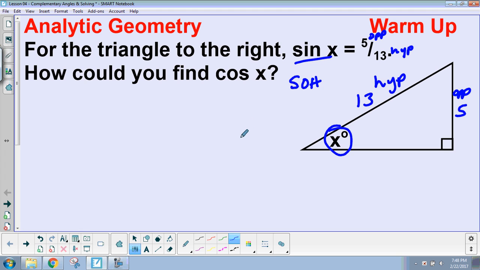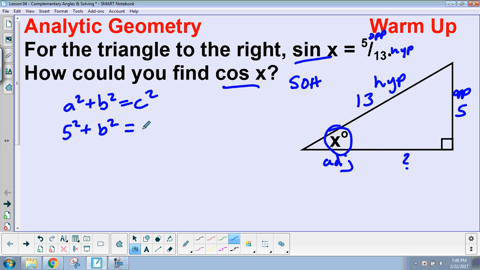Okay? Well, we need to look for cosine x, and we're missing this side, which would be the adjacent side. Remember, labels is important. The only thing I can think of to do right now is Pythagorean Theorem. Y'all remember this from middle school. So, I have a leg, so that's going to be 5 squared plus b squared equals c squared, which is that 13. Alright, so that's 25 plus b squared. Let's see, 13 squared I think is 169.